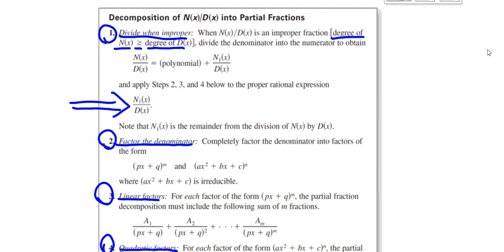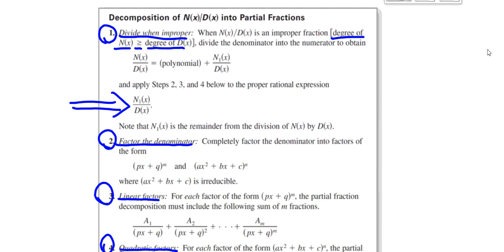Remember, I think that was our second equation. When n of x over d of x is an improper fraction, the degree of the numerator is greater than or equal to the degree of the denominator. Divide the denominator into the numerator to obtain n of x over d of x equals a polynomial plus n sub 1 of x over d of x. So we did that. Then you apply steps 2, 3, and 4 below to the proper rational expression.